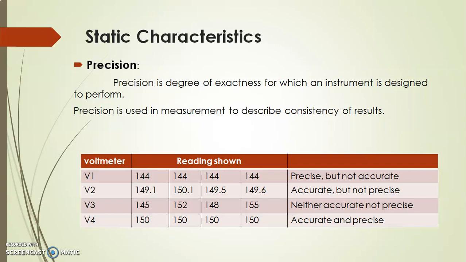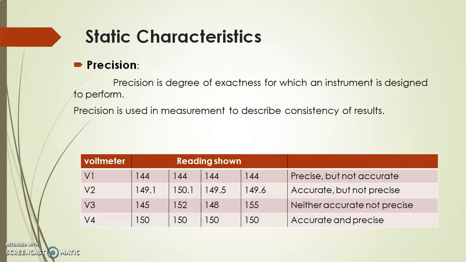Okay. Now the last voltmeter, voltmeter V4. It is accurate as well as precise because all 4 times it shows the value 150 volt, 150 volt, 150 volt and 150 volt. That means it is precise because again and again it shows the same value, and it is also accurate because our standard value is 150 volt and it shows exactly the same as the standard value.